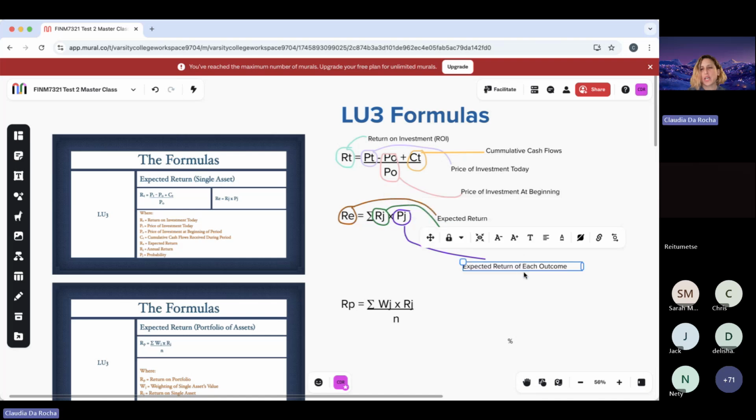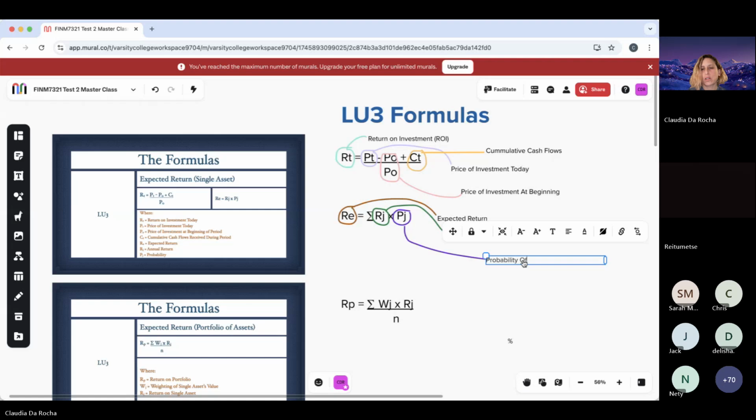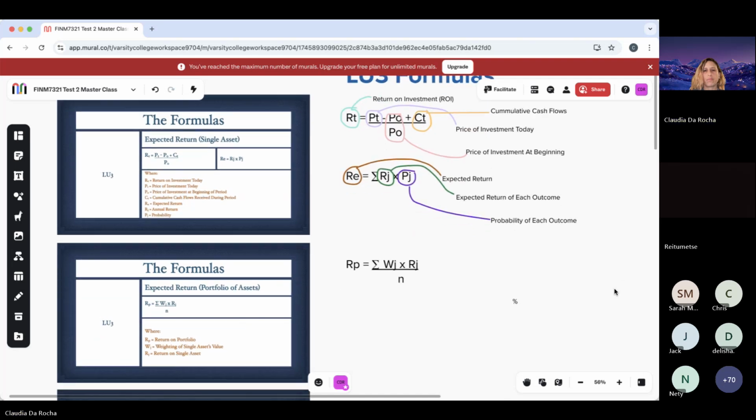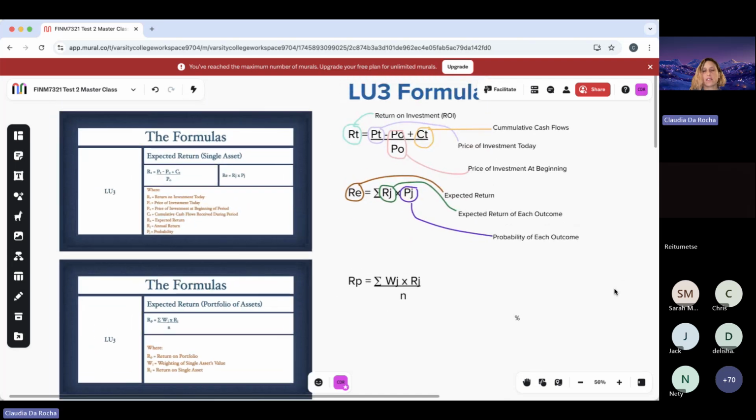It's really not a bad question when they give you probabilities. The only thing is sometimes they include negative values. Okay, so that's your expected return. That's for a single asset.